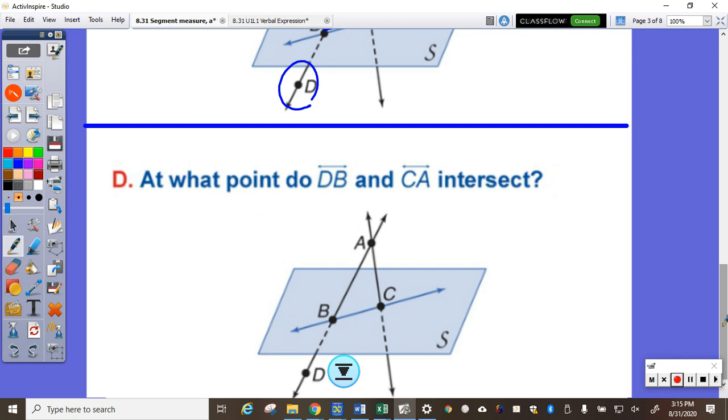What point do DB and CA intersect? All right, so DB is this line right here. CA is this line right here. We can see that as these lines intersect, they intersect at the point A. Now, that brings up a side note.